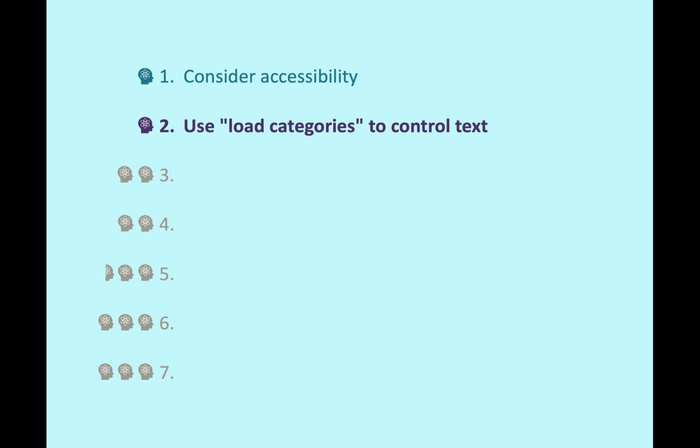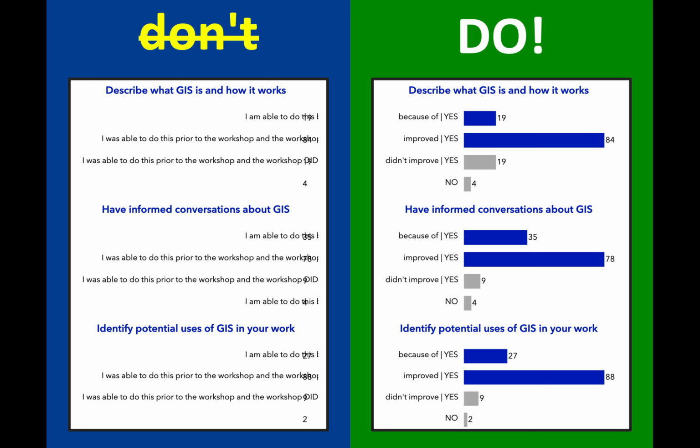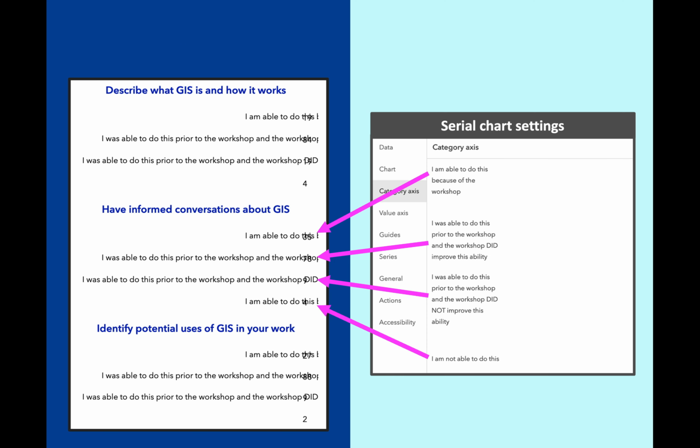Number 1, use load categories. Quick show of hands, do people ever use load categories? No, yes, only 1? Come on, here you go. This is why you want to use load categories. You don't want the one on the left, you want the one on the right. So why does it look like this? Because the text that I had were from workshop evaluation responses, and they were really long.